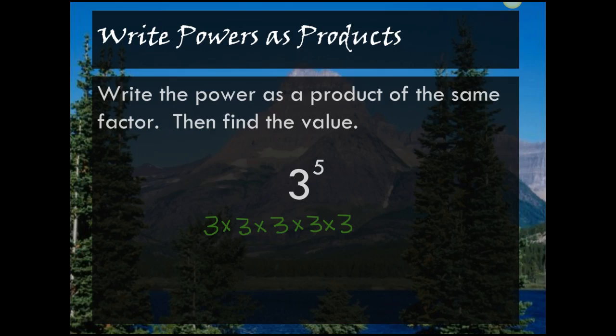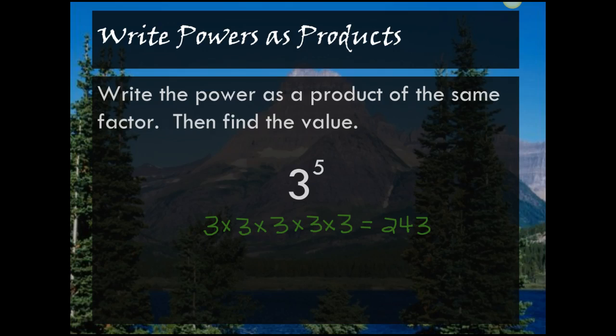To find the value, we need to multiply that. We don't just multiply the base of 3 times the exponent of 5. That will give us an answer of 15, which is incorrect. We also do not add. We multiply. 3 times 3 is 9. 9 times 3 is 27. 27 times 3 is 81, and 81 times 3 equals 243. 3 to the fifth power is 243.